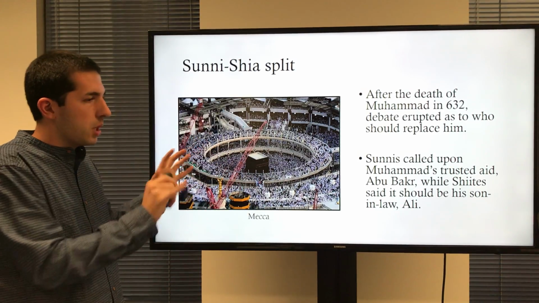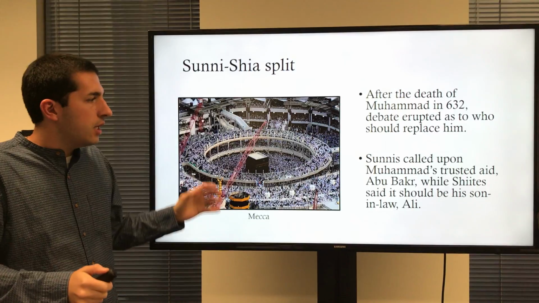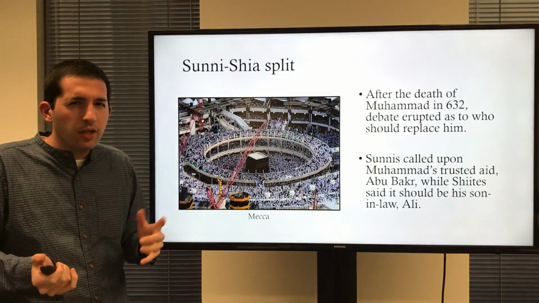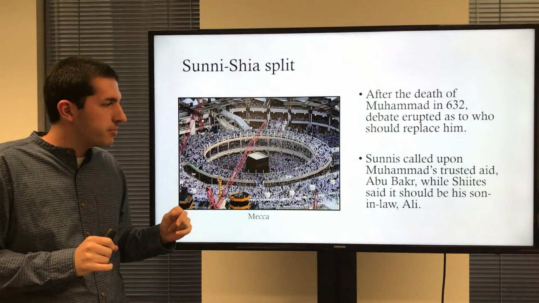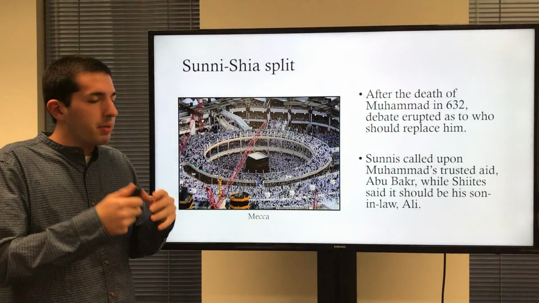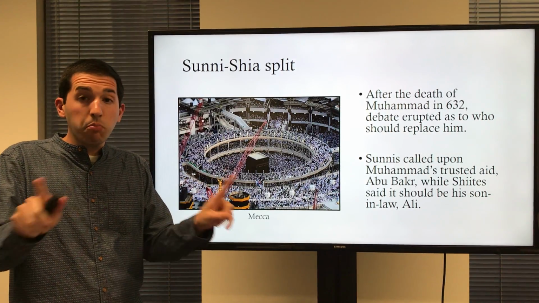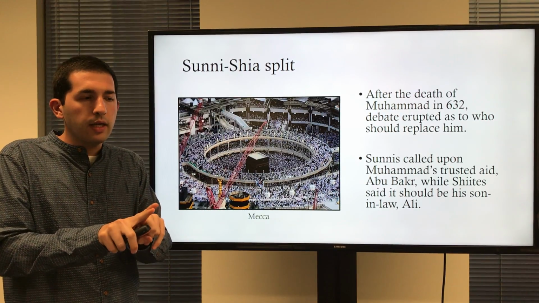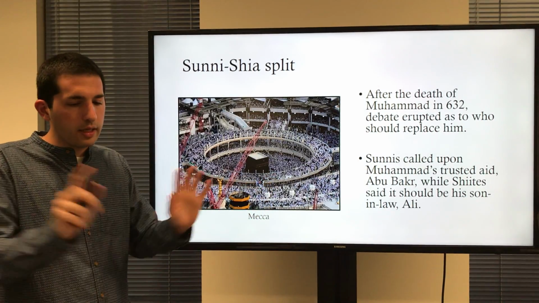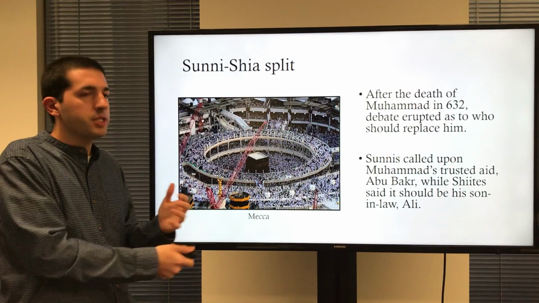Again, simplifying, there's a lot of history here, of course. But Sunnis called for Muhammad's trusted aide and friend, Abu Bakr, while Shiites said it should be his son-in-law, and I think also cousin, not sure about that, Ali. And so you had your divides there. Even, at some point, they both actually lead the Islamic faith, but they're killed, and then different people take over, and it's a whole thing. But again, oversimplifying for the sake of time and simplicity for our purposes.